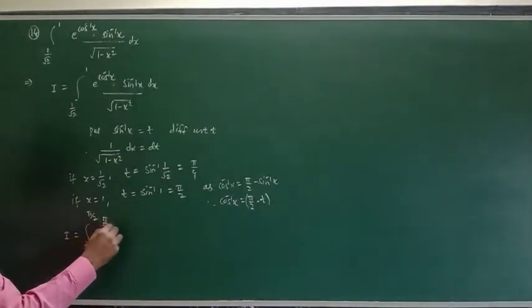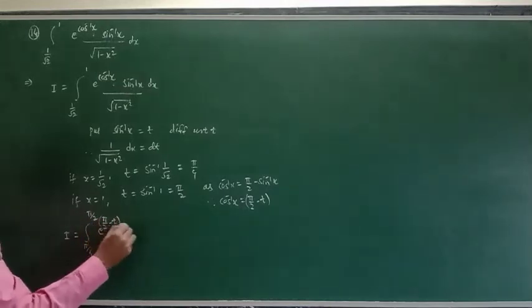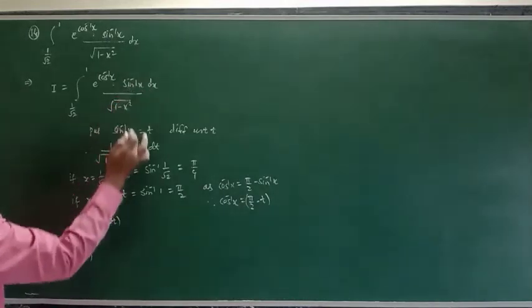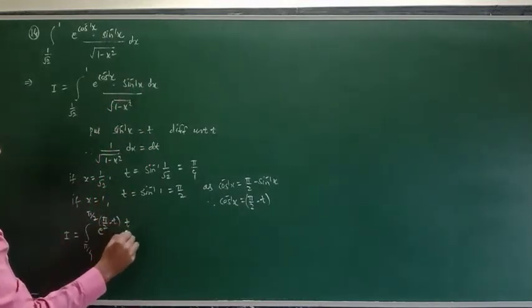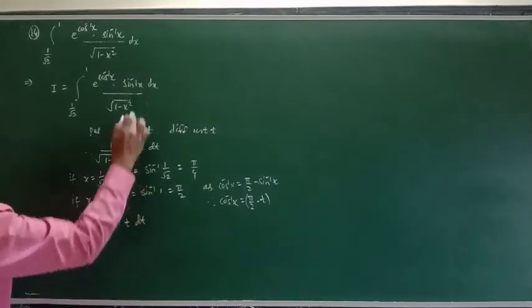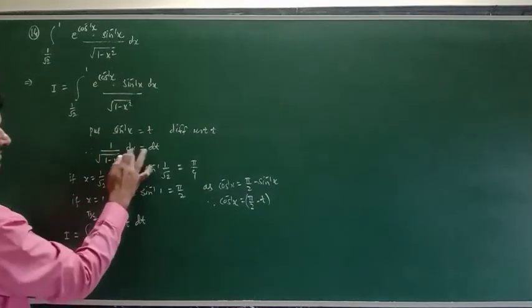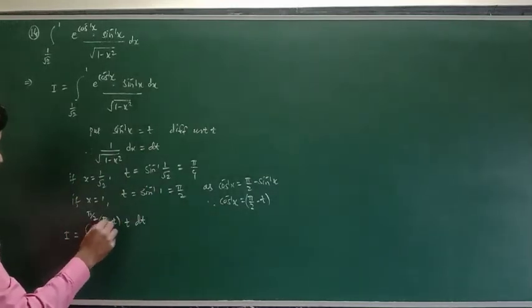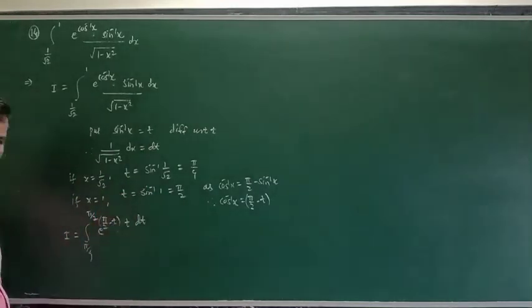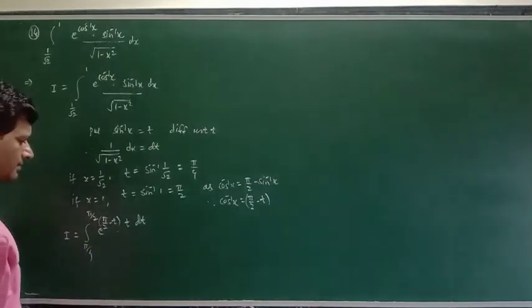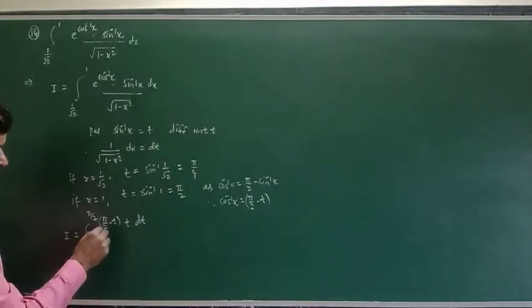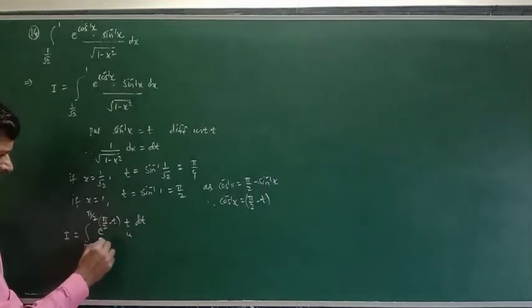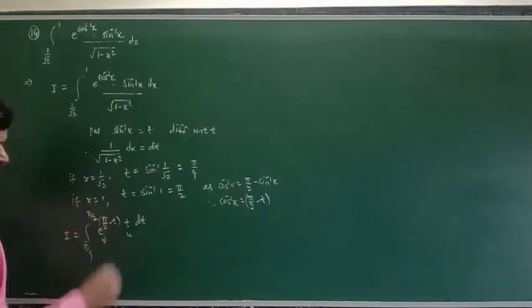So e raised to pi by 2 minus t into, in place of sin inverse x, I write it as t, into dt. Dx upon root 1 minus x square value is dt. So the integral is e raised to pi by 2 minus t into t dt. We can use integration by parts. The algebraic function is the first function and the exponential function is the second function.